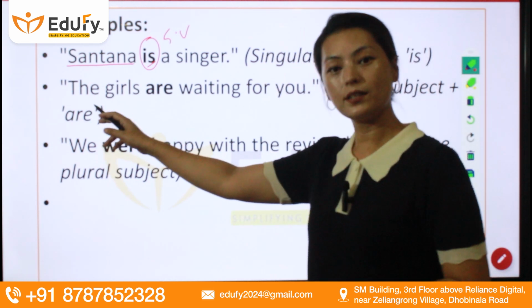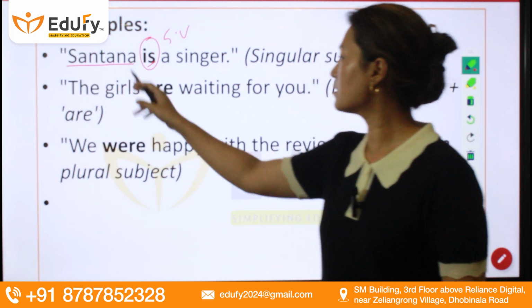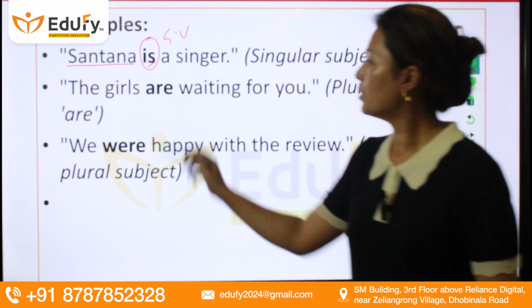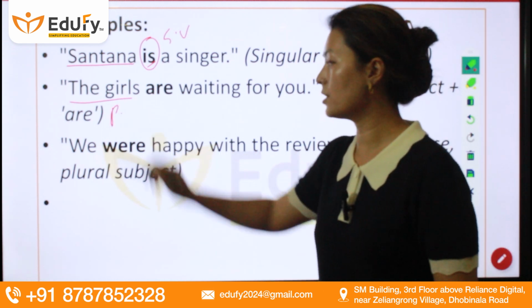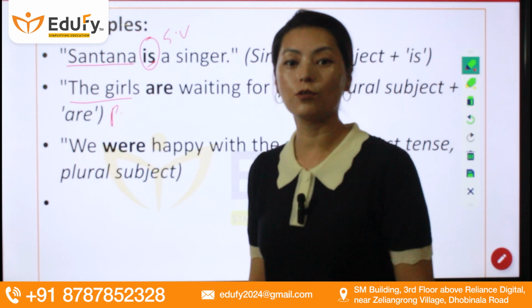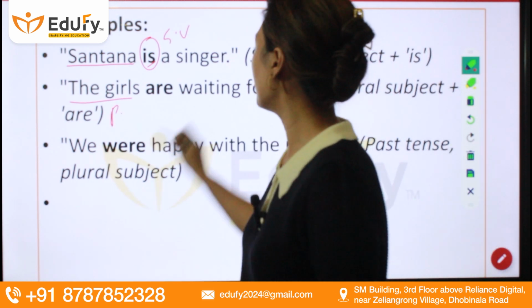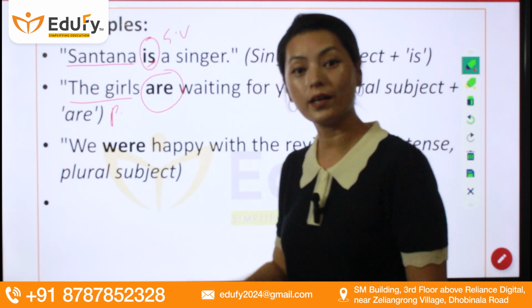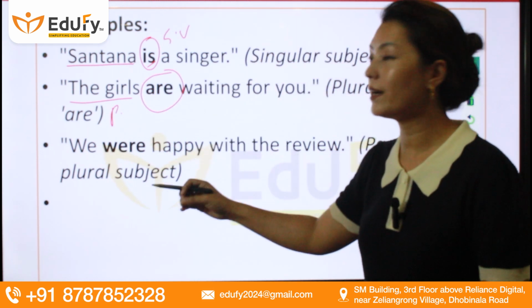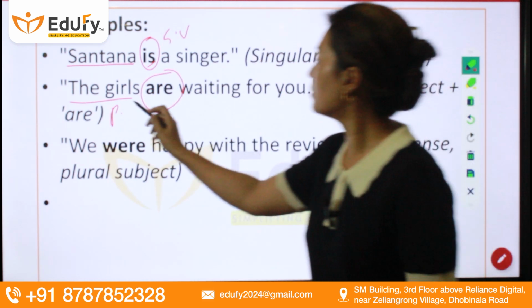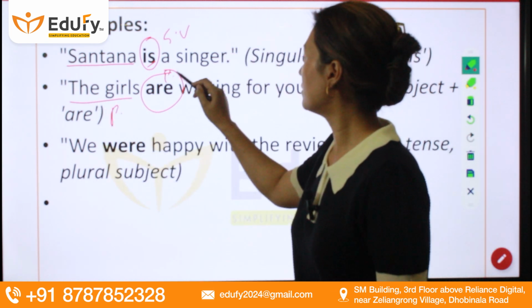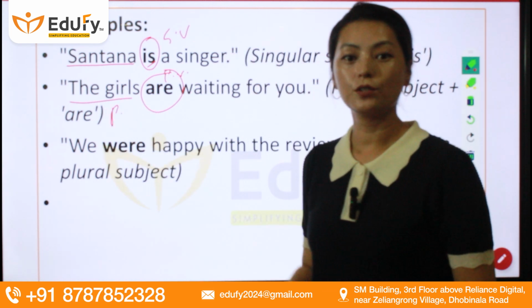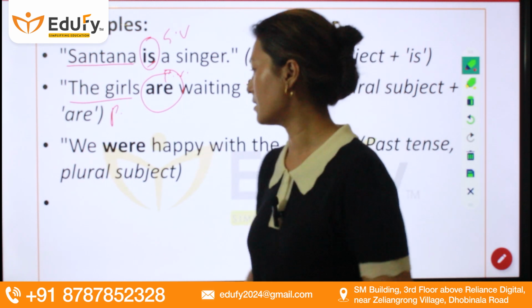If we look at the second sentence, the girls are waiting for you. We have the subject, the girls, which is a plural subject. When you have a plural subject, according to the rule, you must have a plural verb. So therefore, again, it exemplifies the very rule that the plural subject will have a plural verb. So this sentence is a correct sentence.